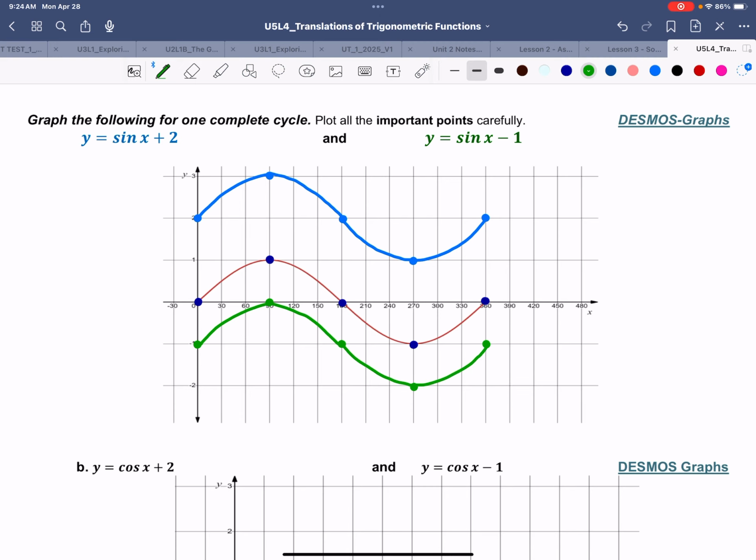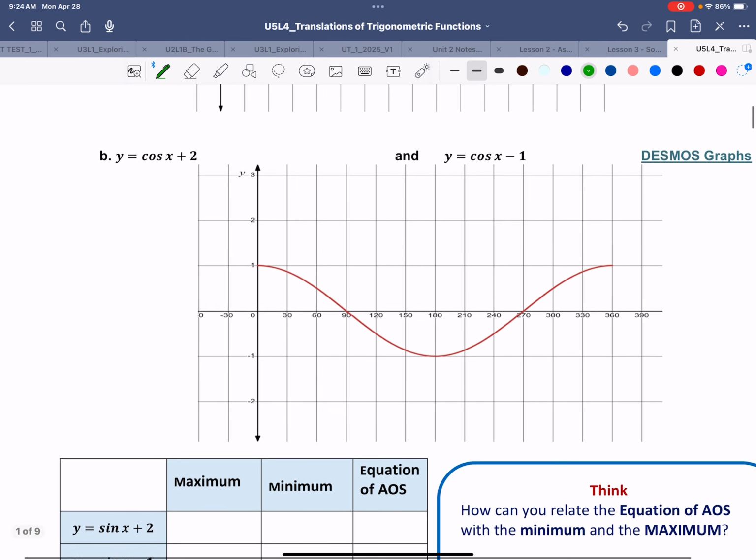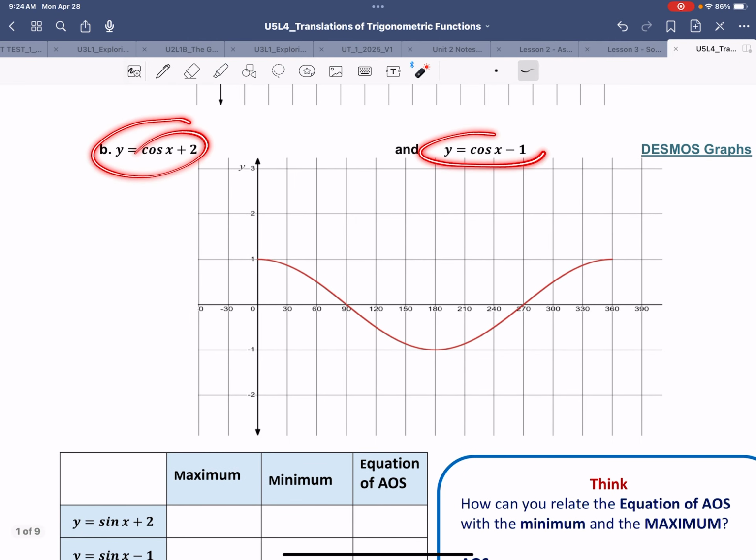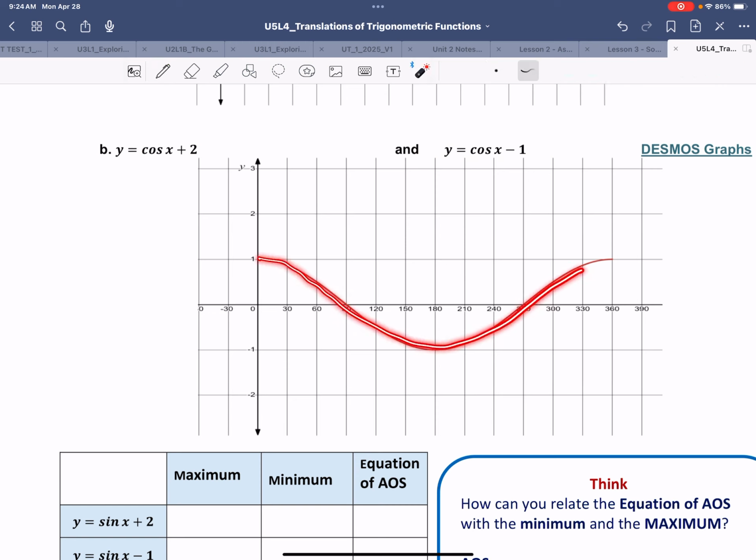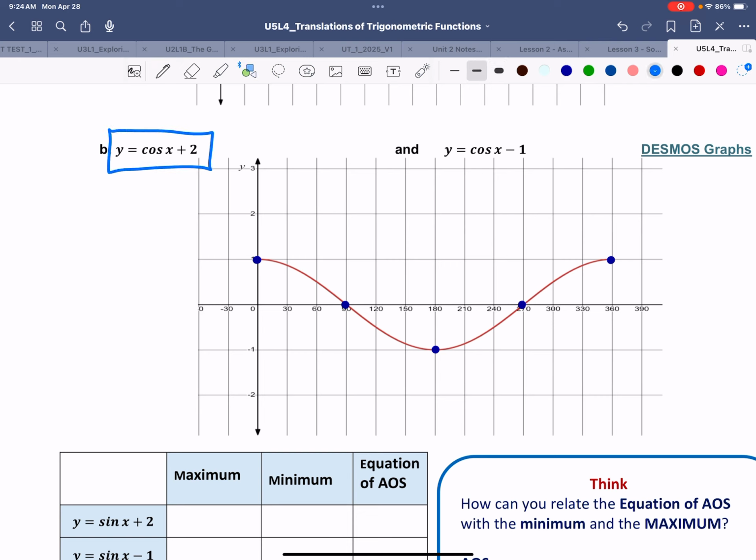Now, in a similar way, we're working with the graphs of cosine of x plus 2 and cosine of x minus 1. For the cosine curve, the basic cosine curve, which is the graph that you see right here, the 5 important points are at the 2 maximums, the 1 minimum, and the 2 x-intercepts. So each and every point will undergo this transformation, which suggests that every point will have the y value increased by 2 units. So let's get started with our first function, y equals cosine of x plus 2.